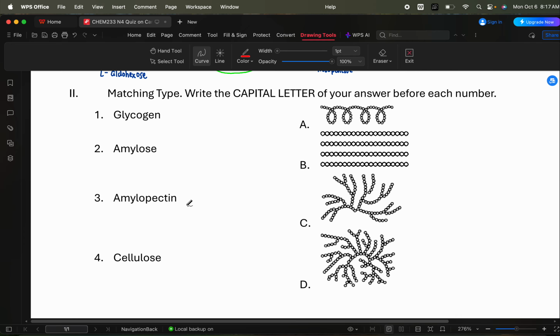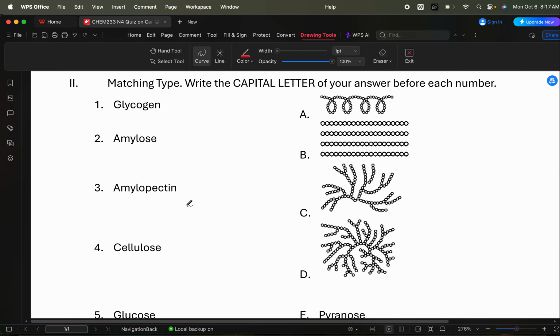Okay, so you are to write the capital letter of your answer, and then you are to match the corresponding items being numbered to the choices. Okay, so starting with 1 to 4, by the way, these are clustered. So we start with 1 to 4, and from A to D, you're given the visualization or somewhat diagram of each of these different complex carbohydrates.